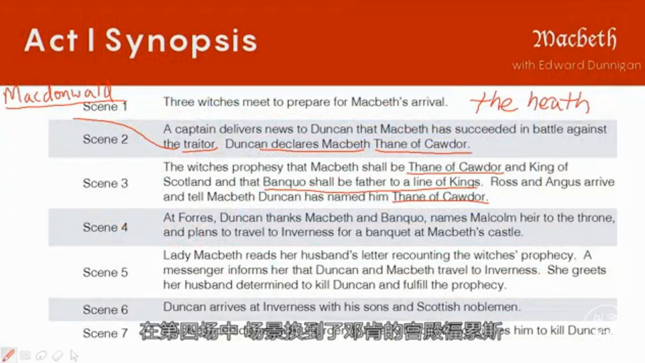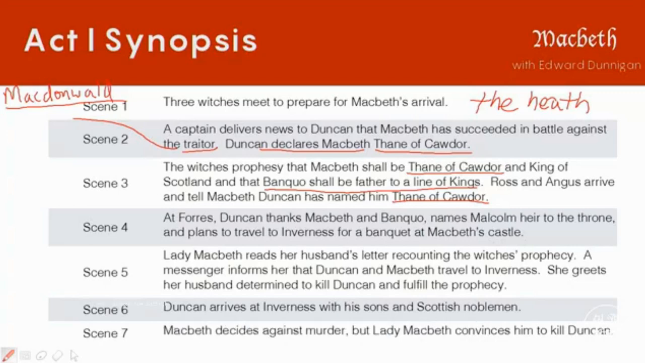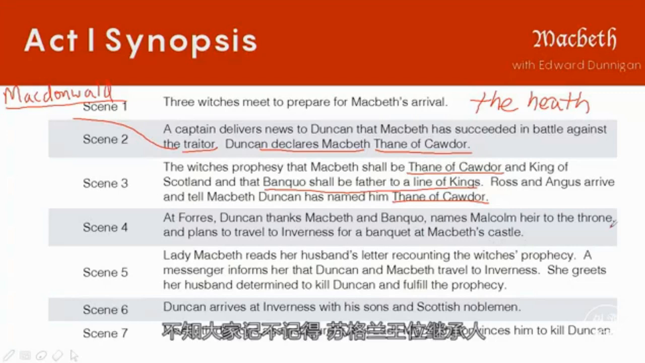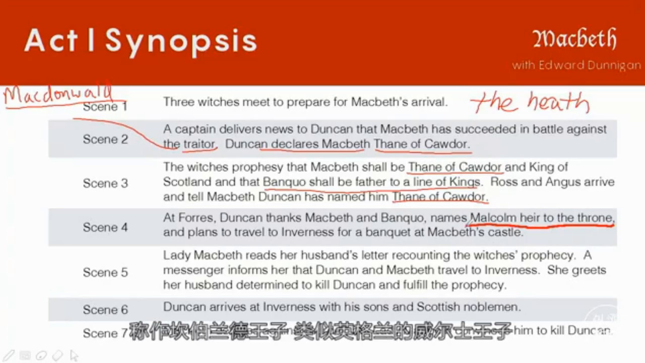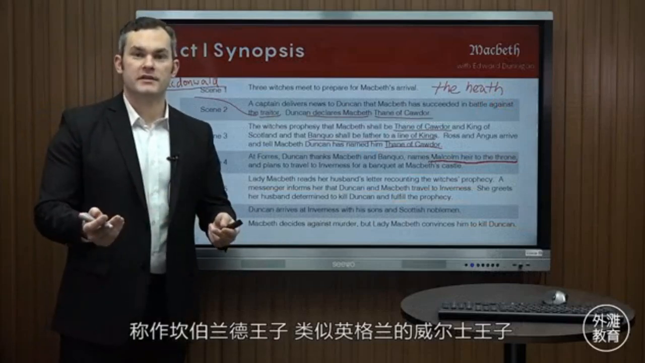In Scene 4, the setting changes to Forres, Duncan's palace, and there Duncan thanks Macbeth and Banquo, and importantly, he names Malcolm heir to the throne. Now, if you remember, the heir to the throne of Scotland is called the Prince of Cumberland. It's analogous to England's Prince of Wales.